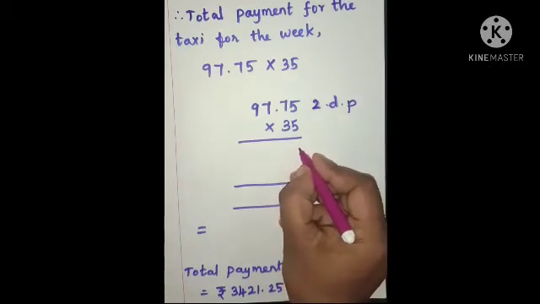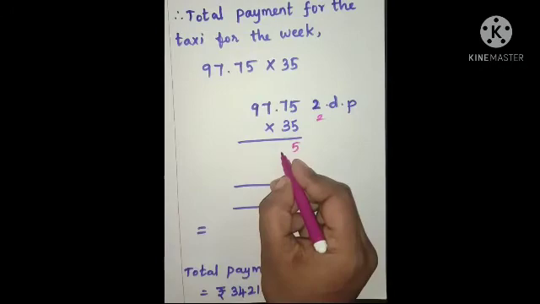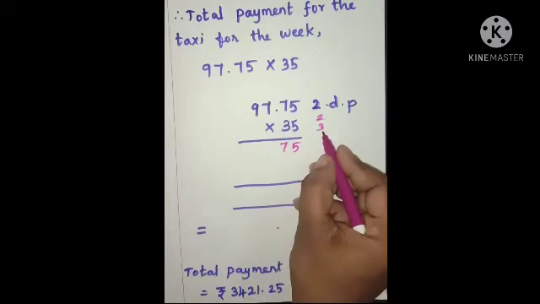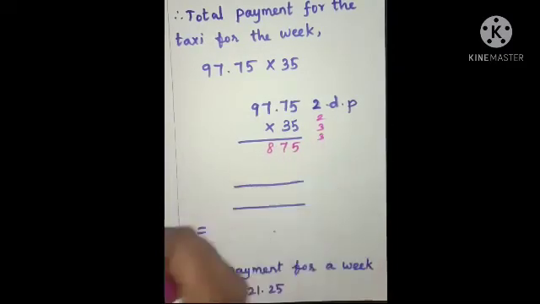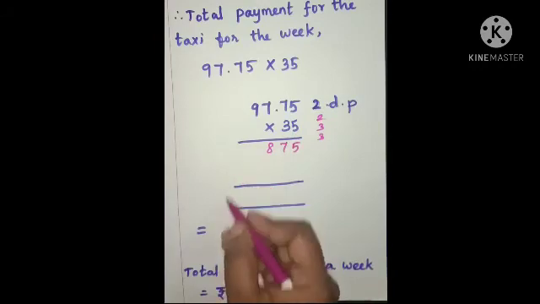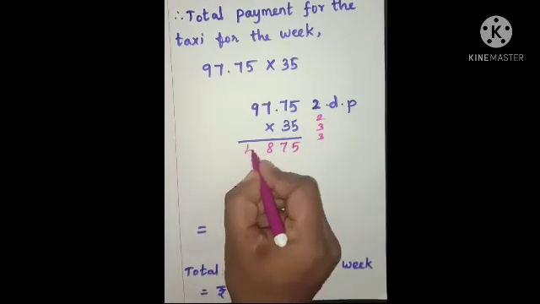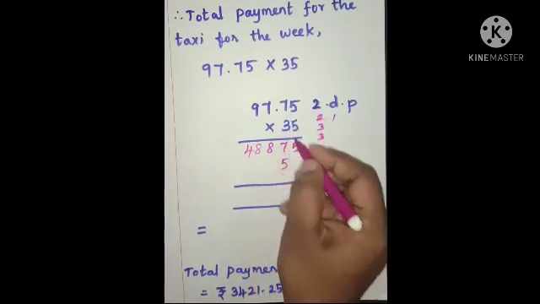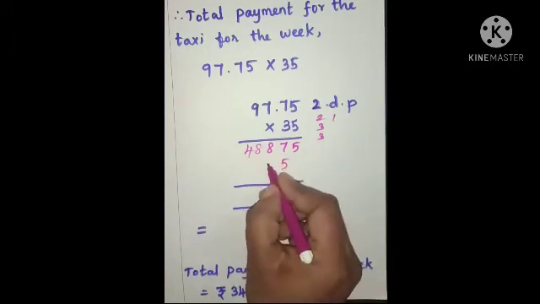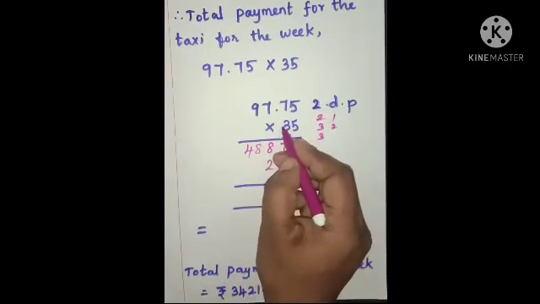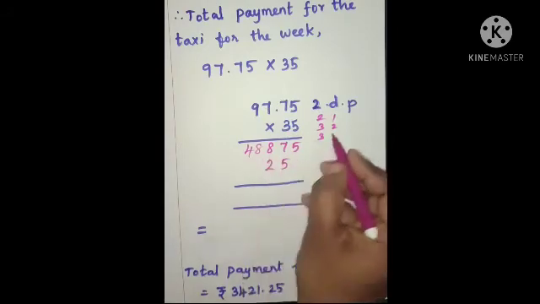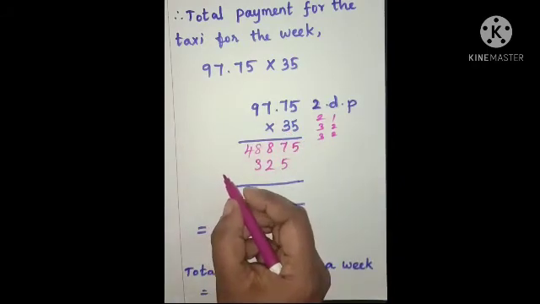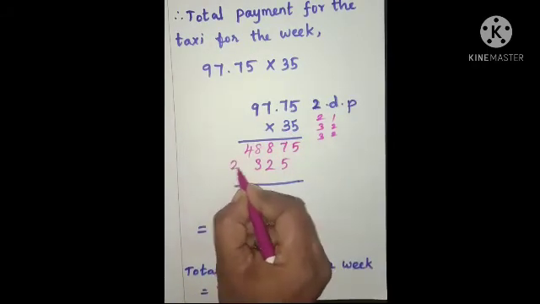5 into 5, 25. 7 5s are 35. 35 plus 2, 37. 7 5s are 35. 35 plus 3, 38. Remainder is 3. 9 5s are 45. 45 plus 3 is 48. And 3 5s are 15. Remainder is 1. 7 3s are 21. 21 plus 1 is 22. And 7 3s are 21. 21 plus 2 is 23. 9 7s are 27. 27 plus 2, 29.